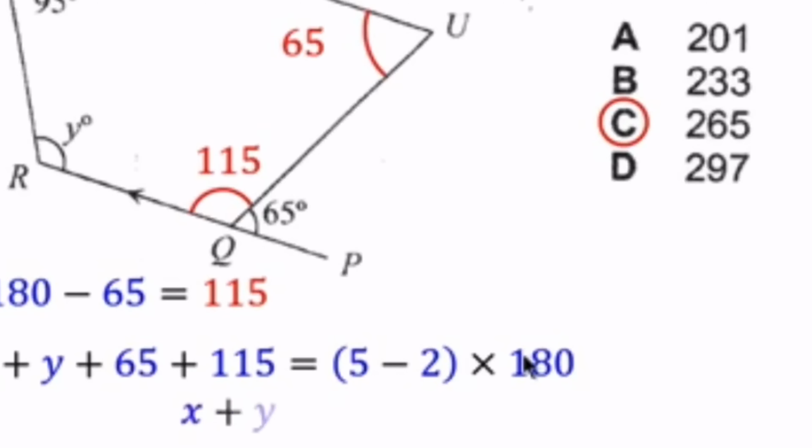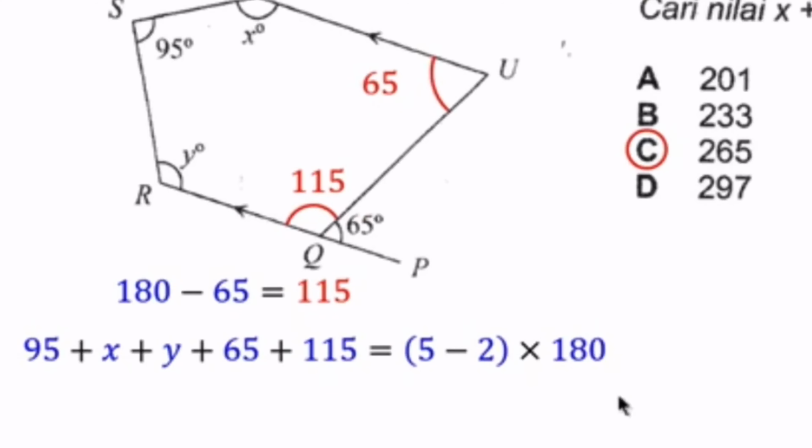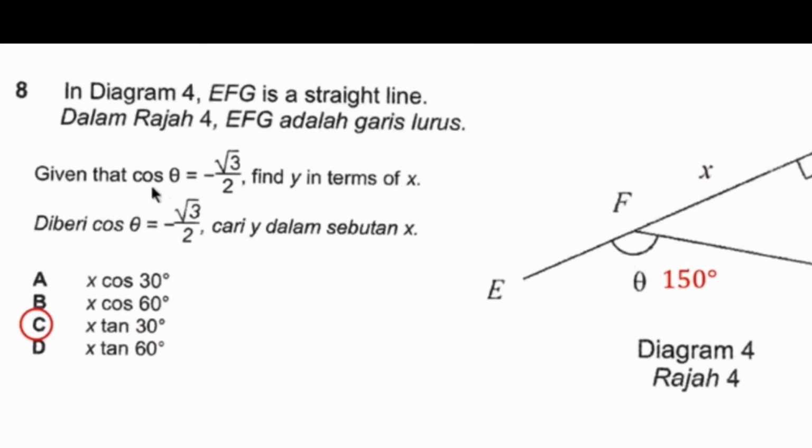So remember that the total interior angle is n minus 2 times 180 degrees, and then you need to solve it carefully so that you will get your answer for x plus y. So x plus y is equivalent to 265 degrees. Always double check your answer to avoid careless mistakes. And please write your working in a sentence form to form the equation. The next question is about trigonometry.